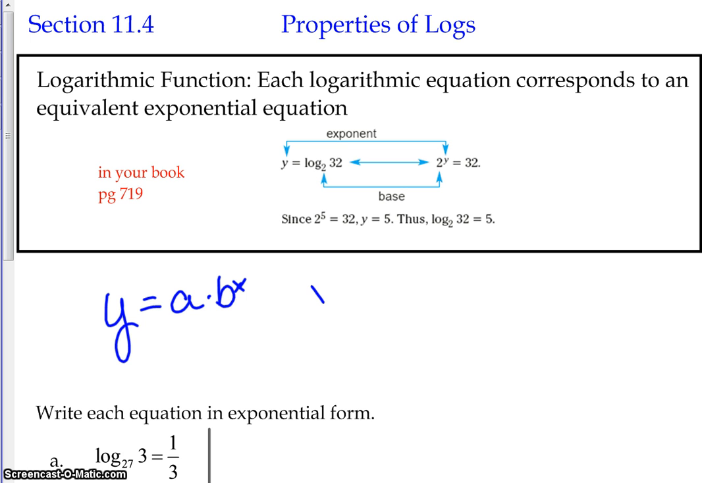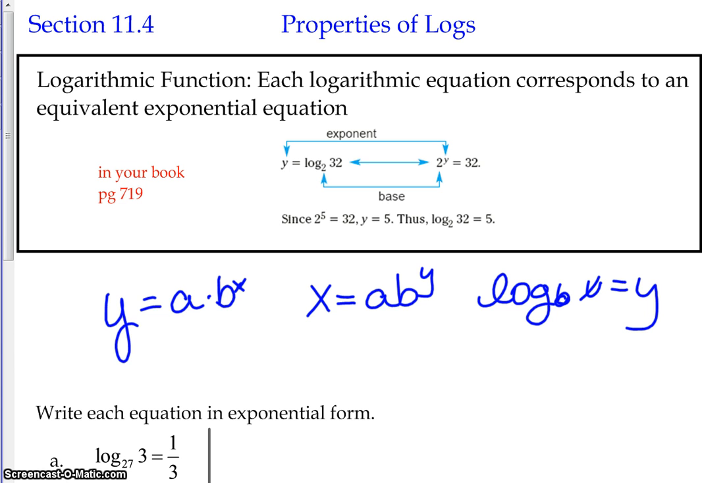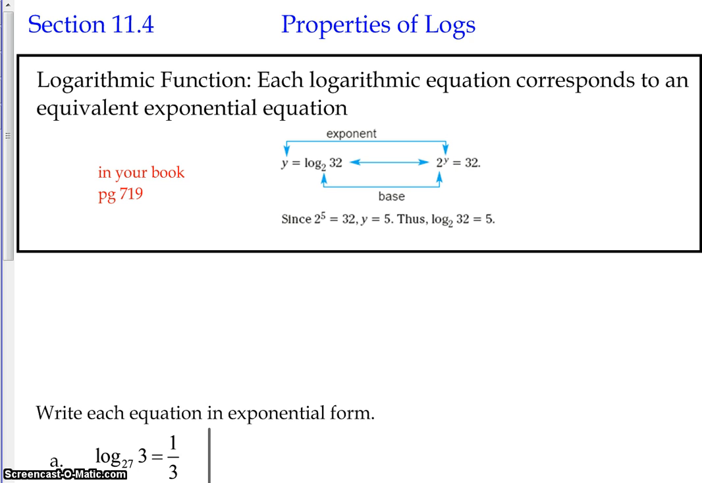The inverse, if you remember, switches your x and y, and then usually we resolve it again for y. In order to resolve it again for y, they came up with this: it's going to be log base b of x equals the y value. And we'll get through this a little bit more. But the point I'm trying to make is that a logarithm is the inverse of exponents.